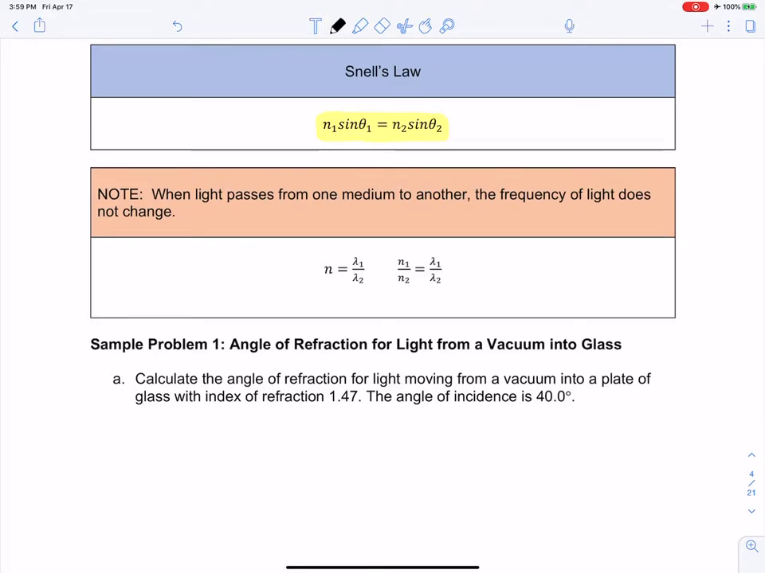Calculate the angle of refraction for light moving from a vacuum into a plate of glass with index of refraction 1.47. The angle of incidence is 40 degrees. So let's write down what we know. We know the original medium has an index of refraction of 1, and that's because this material is a vacuum. And the index of refraction for a vacuum is 1. We know that the angle of incidence is 40 degrees. We know the index of refraction for glass is 1.47. And what we want to find is the angle of refraction.